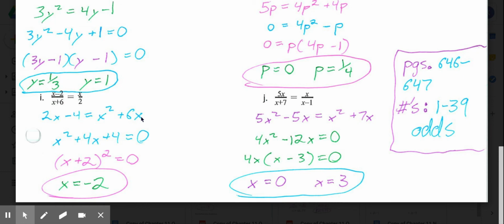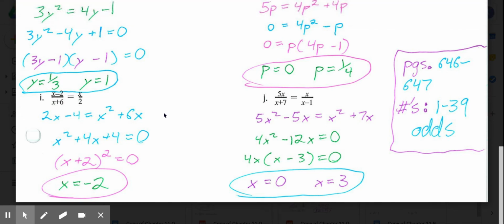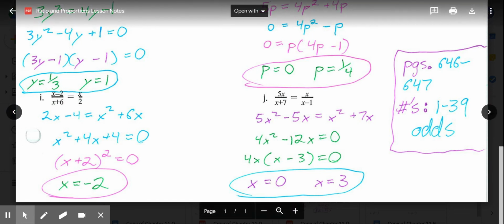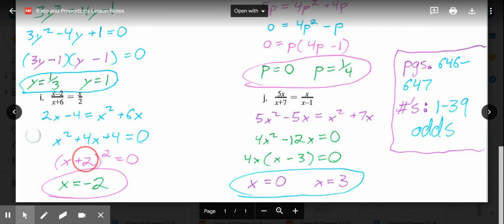Rearrange into standard form. So in this case, what I did was just rearrange so I get all of my variables and constants on the same side and equal to 0. So I subtracted the 2x and added 4. So I ended up with x squared plus 4x plus 4 equals 0. This here is a perfect square trinomial. So when I factor that, I get x plus 2 to the second power. Now to solve that, I just take x plus 2 equals 0. So x would equal negative 2.